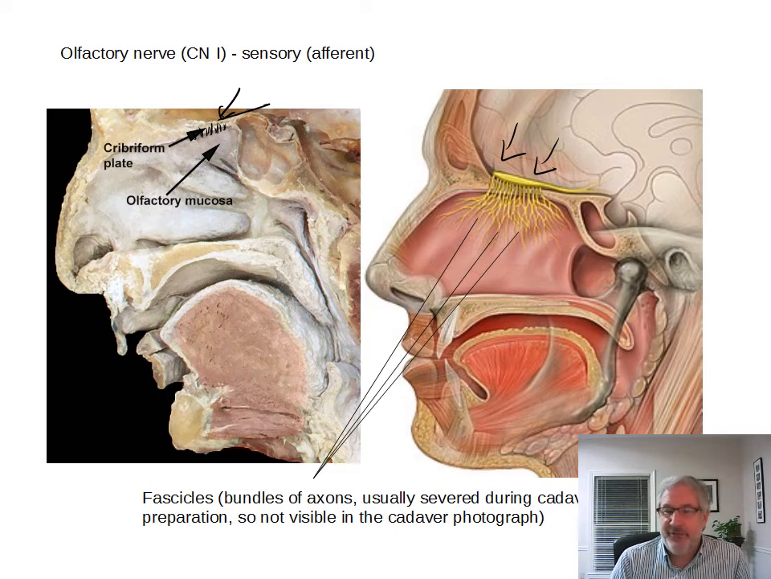These fibers are fascicles. So remember, a fascicle is a bundle of axons. So these, right at the beginning, are not individual nerve fibers. They're bundles of nerve fibers, and then those branch, and so you have a whole bunch of sensory receptors on the ends of all those axons when those fibers spread out in the nasal mucosa. Next slide.